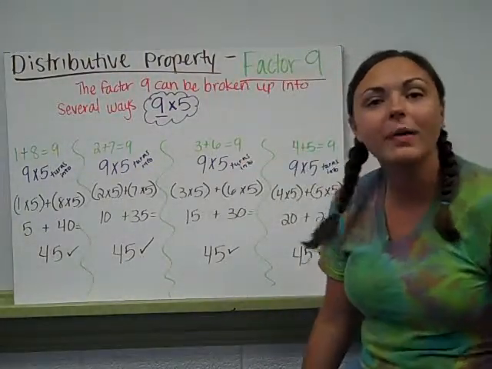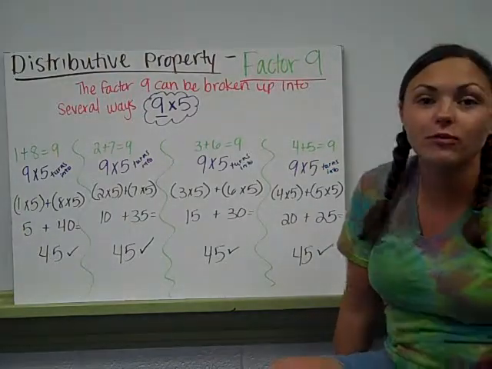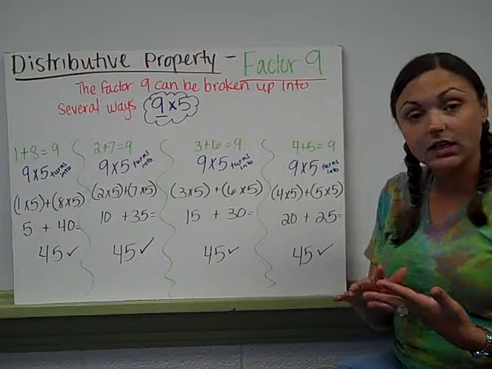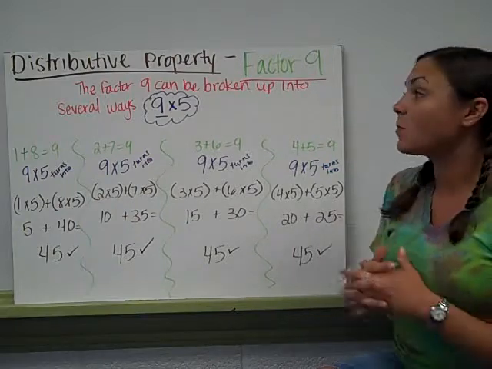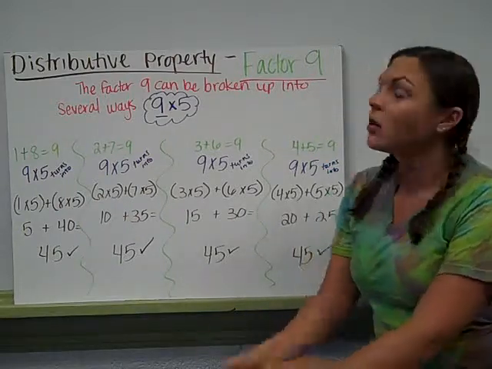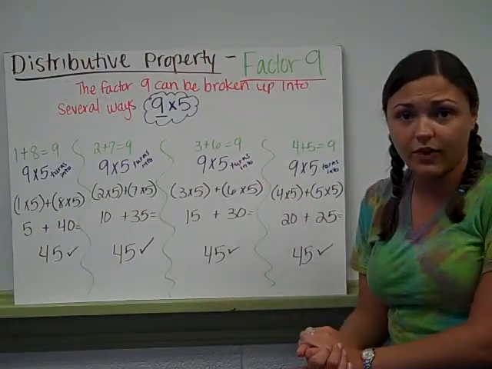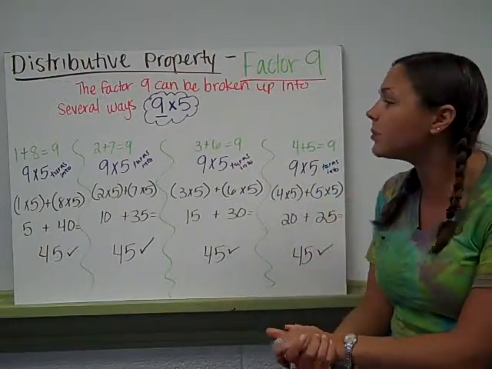All right, and we're back discussing the distributive property. Now we're going to take a look at factors 9, 10, 11, and 12 as part of the distributive property. We're going to start with 9. Now, you might not be very comfortable with your 9 facts, and that's completely acceptable.